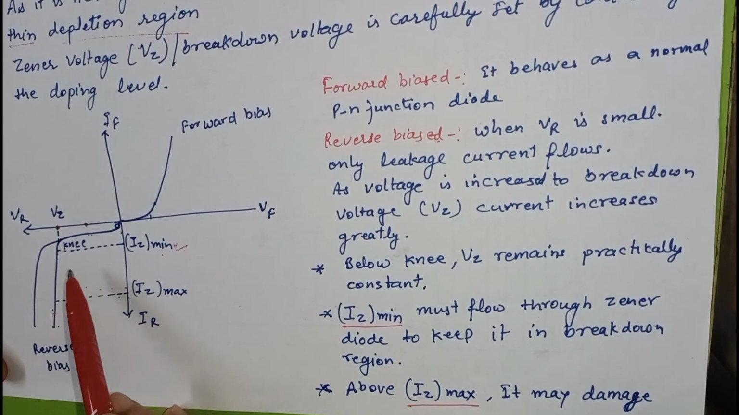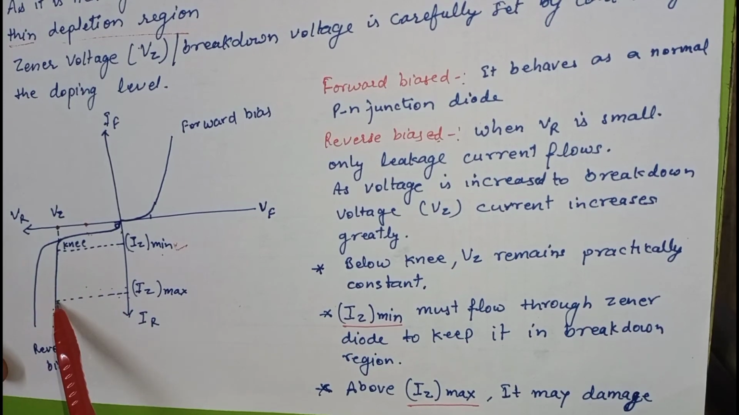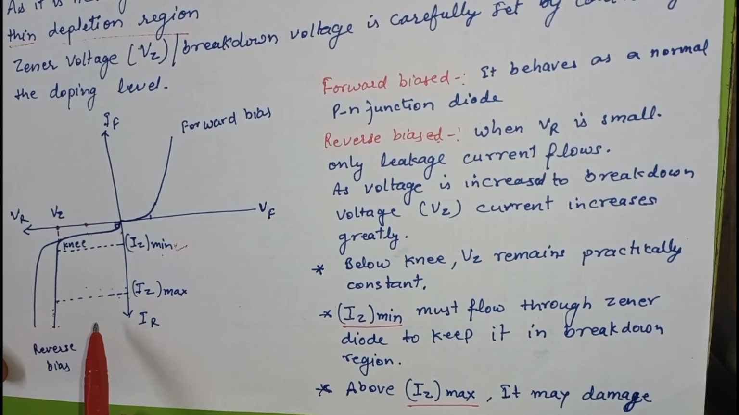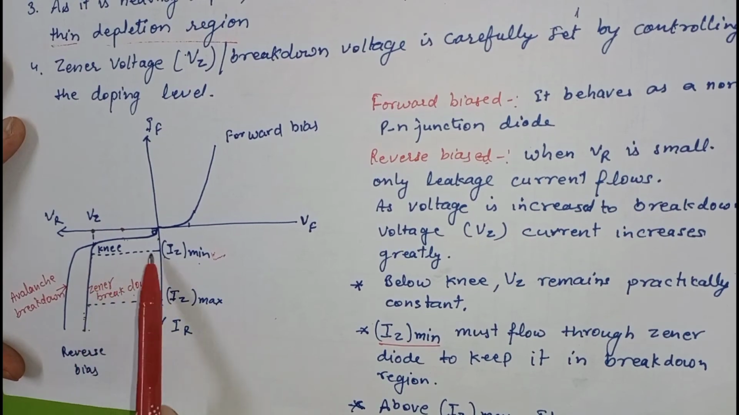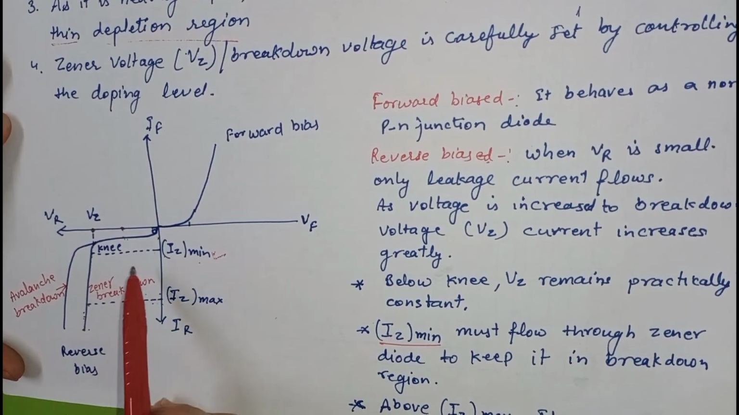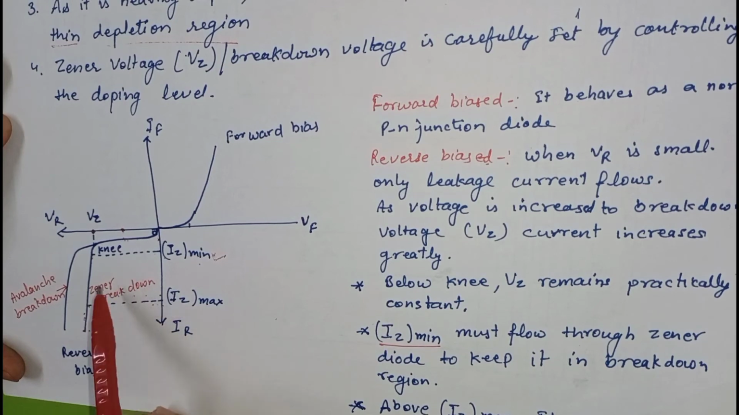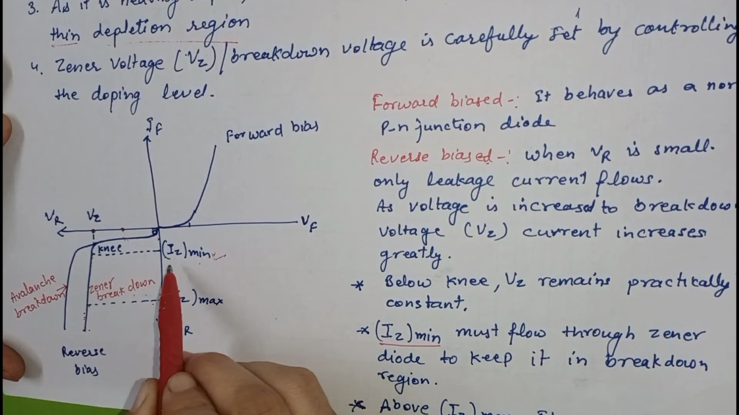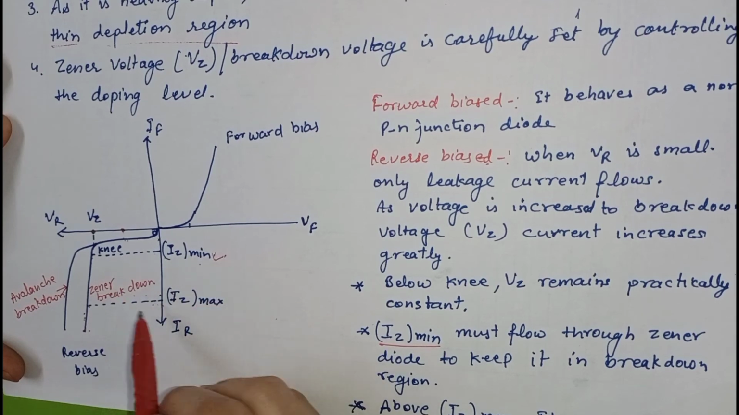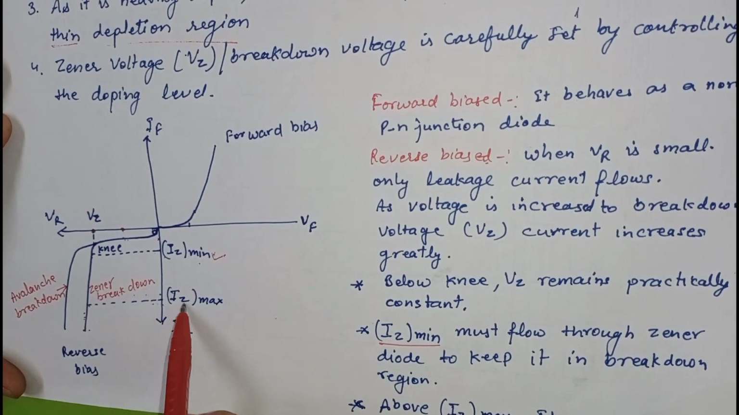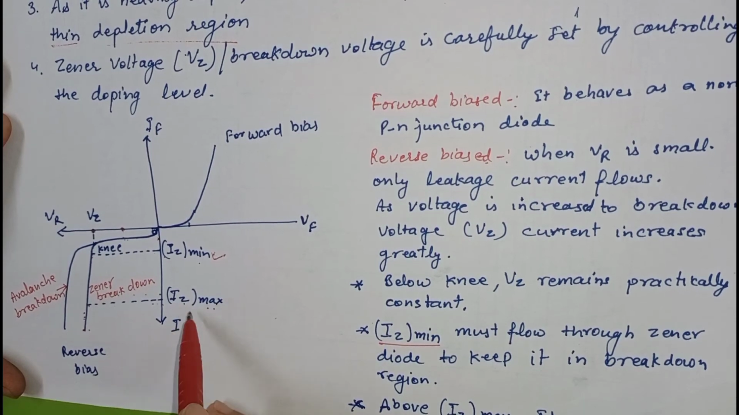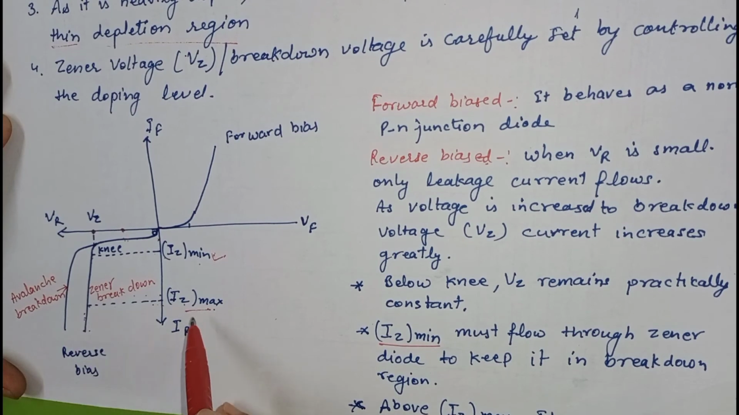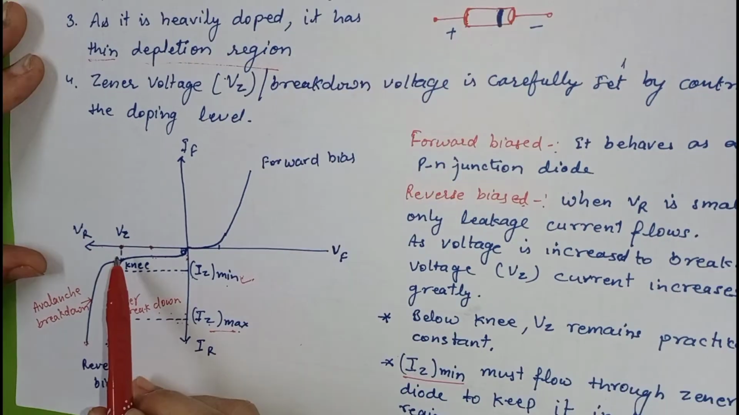So this property of this characteristic of the Zener diode plays a very important role in regulation properties. So it is used as a voltage regulator. This region is the normal operating region of Zener diode. To keep the Zener diode in breakdown region or its operating region, a small current, that is Iz min, must flow through the device. And this is the maximum current. Iz max is the maximum current that can flow through the Zener diode. Above this value, the Zener diode may get damaged.